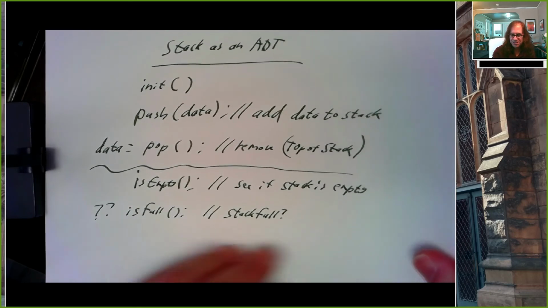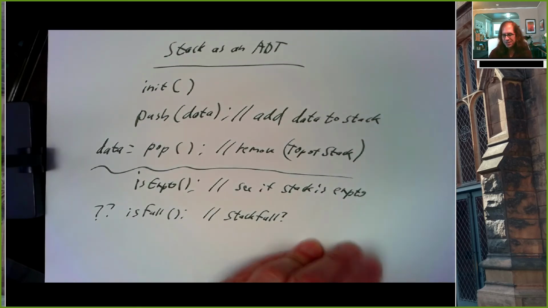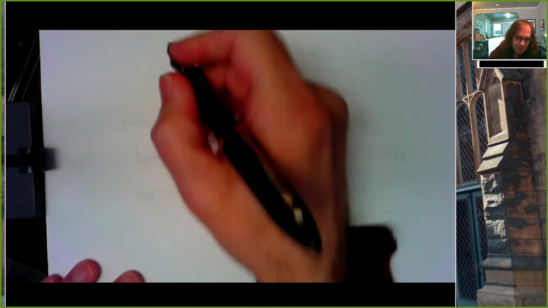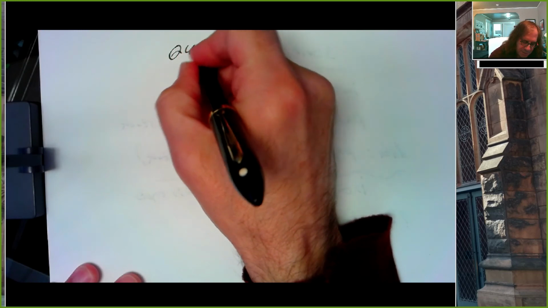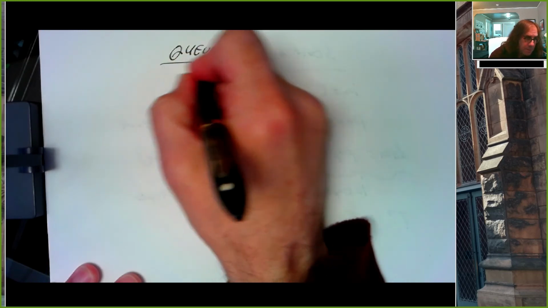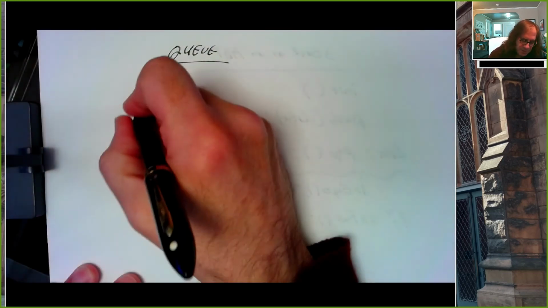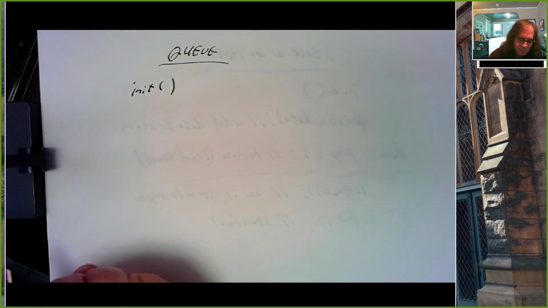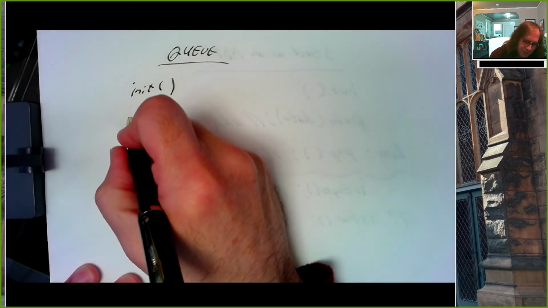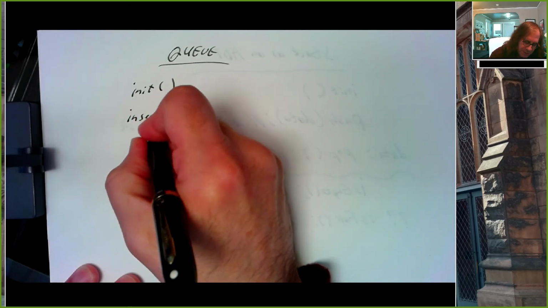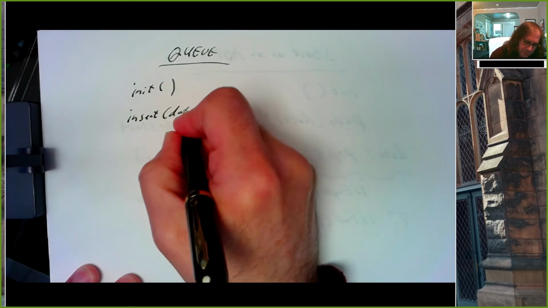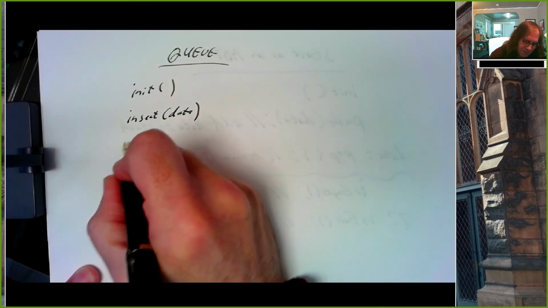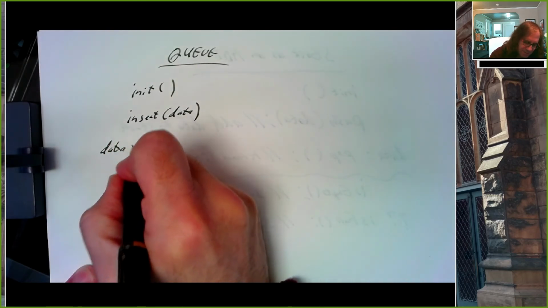A queue is basically a similar pair of functions, but we name them differently. So we still want some kind of initialization. But instead of pushing, we say we insert. And instead of popping, we say remove.